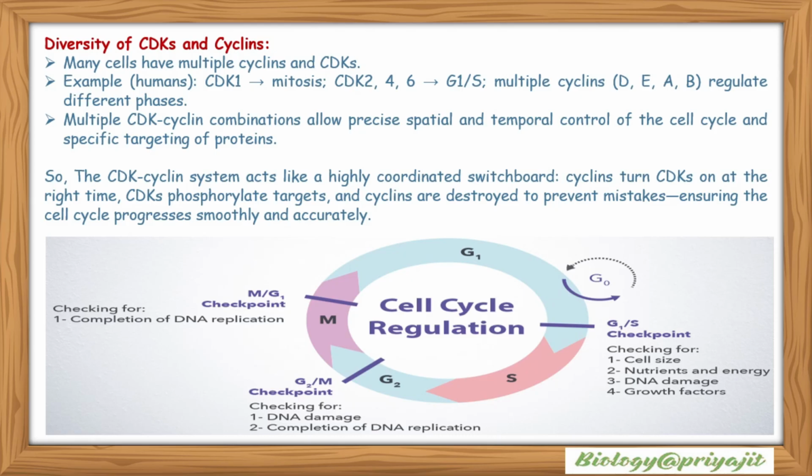So the CDK-cyclin system acts like a highly coordinated switchboard. Cyclins turn CDKs on at the right time, CDKs phosphorylate the targets, and cyclins are destroyed to prevent mistakes, ensuring the cell cycle progresses smoothly and accurately.